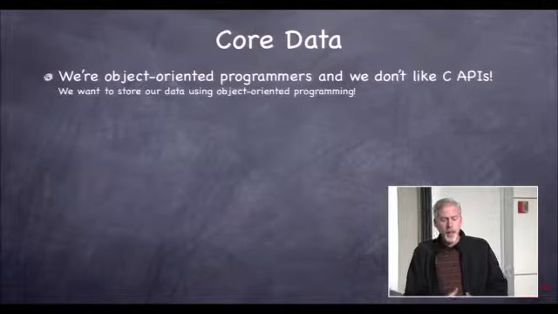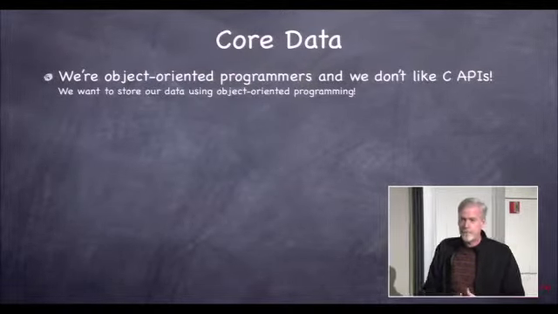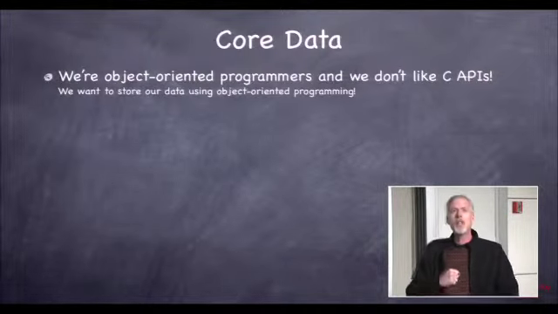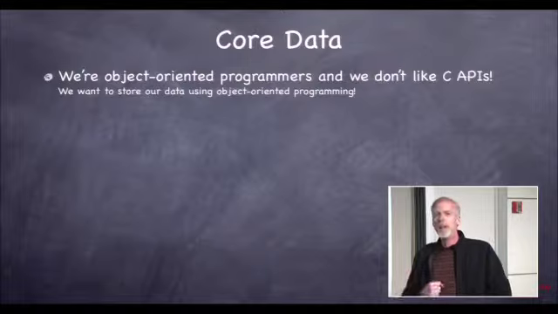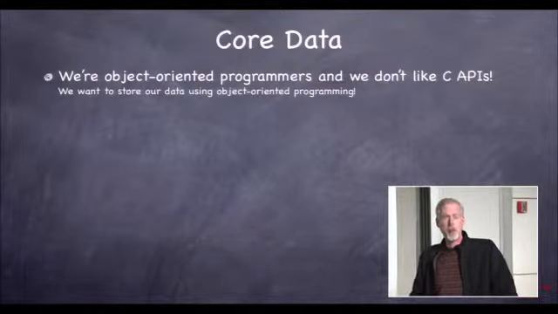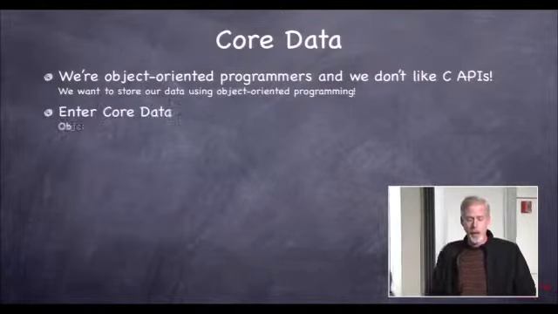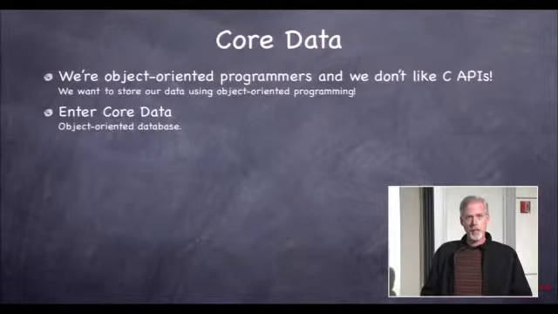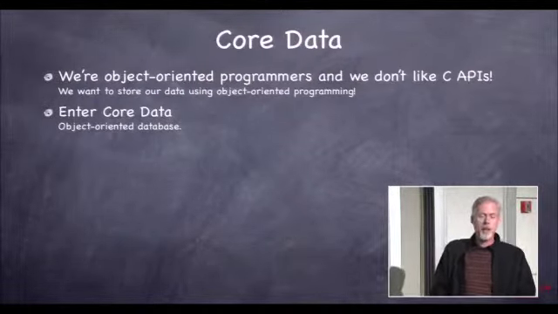All right, so Core Data, what's it all about? In this class, we're object-oriented programmers. We don't like C APIs, so we don't want to use something like SQL to store our data. We want to use an object-oriented API, and that's what Core Data does. It's basically a fully object-oriented API to store data in a database.